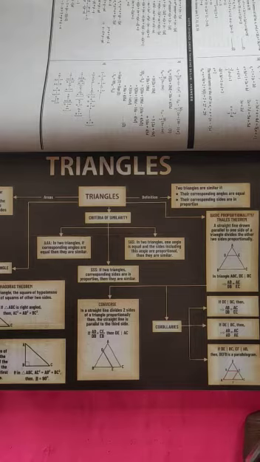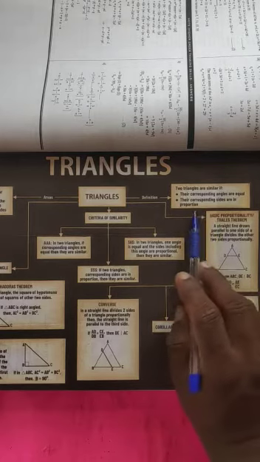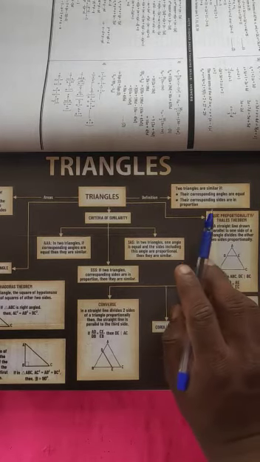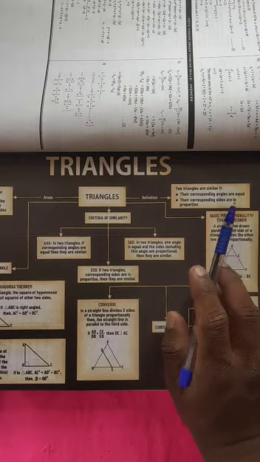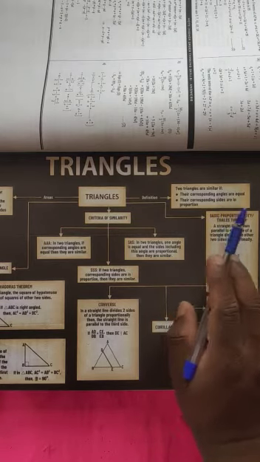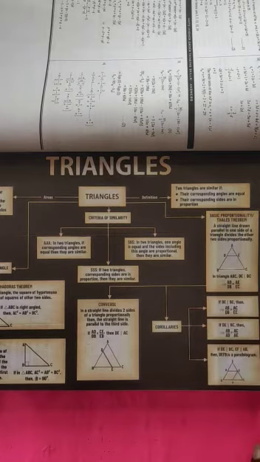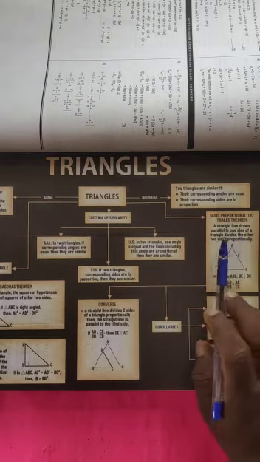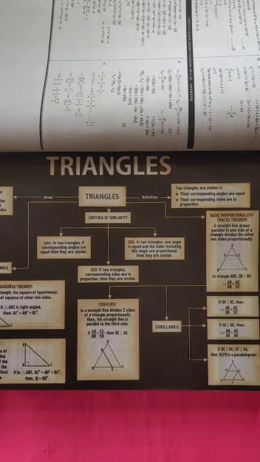I need to conclude about similar triangles and the basic proportionality theorem. Triangles are said to be similar if their corresponding angles are equal and their corresponding sides are proportional. And we have the basic proportionality theorem, which states that if a straight line is drawn parallel to a side of a triangle, then it divides the other two sides proportionally, and their corollaries.